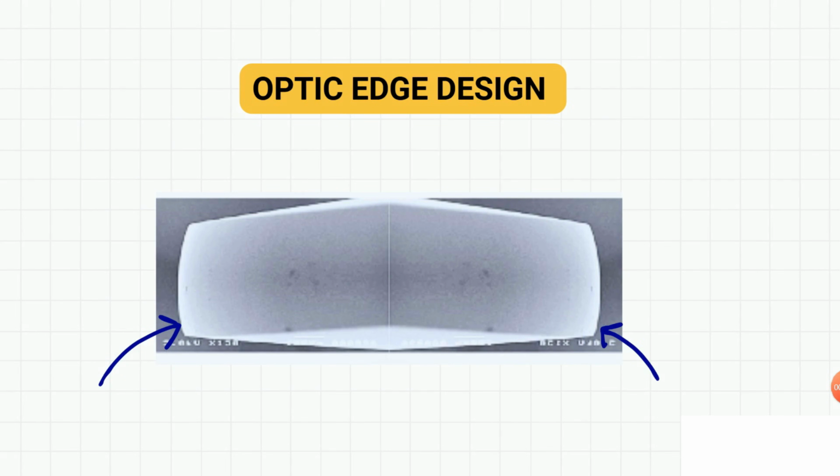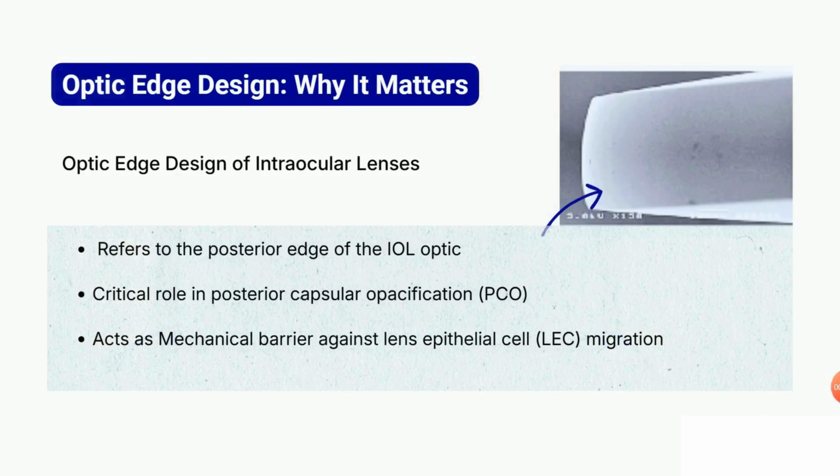Now let's move on to the optic edge design, an often underappreciated but extremely important factor in intraocular lens performance, particularly in relation to posterior capsular opacification, or PCO. When we talk about the optic edge design in IOLs, we are referring specifically to the shape of the posterior optic edge and not the anterior surface. PCO does not occur randomly.